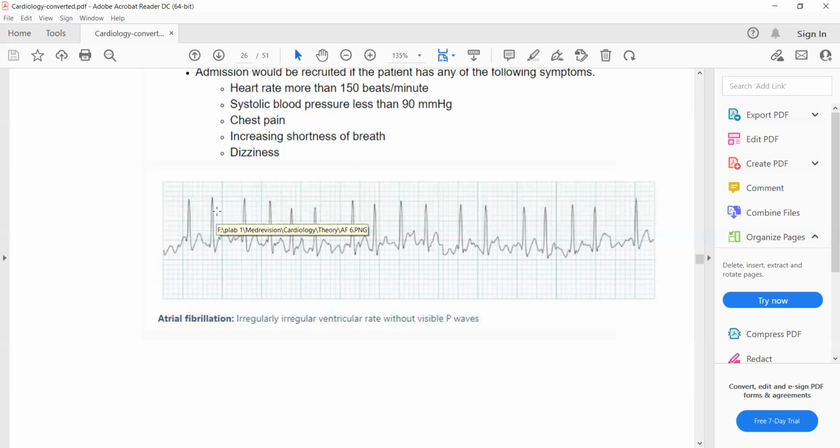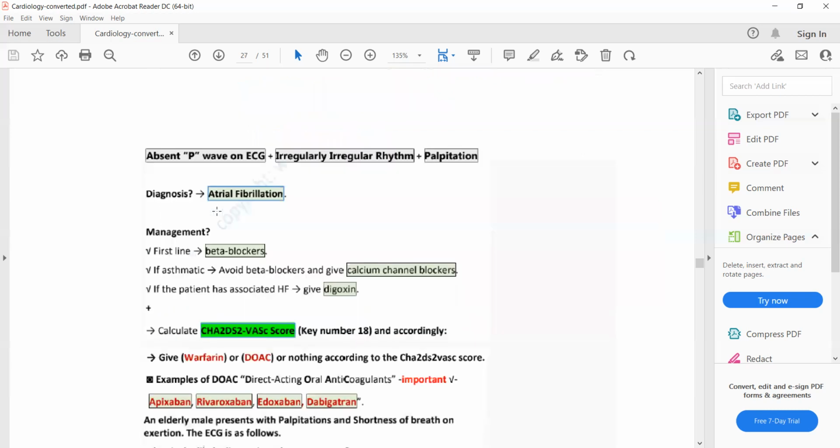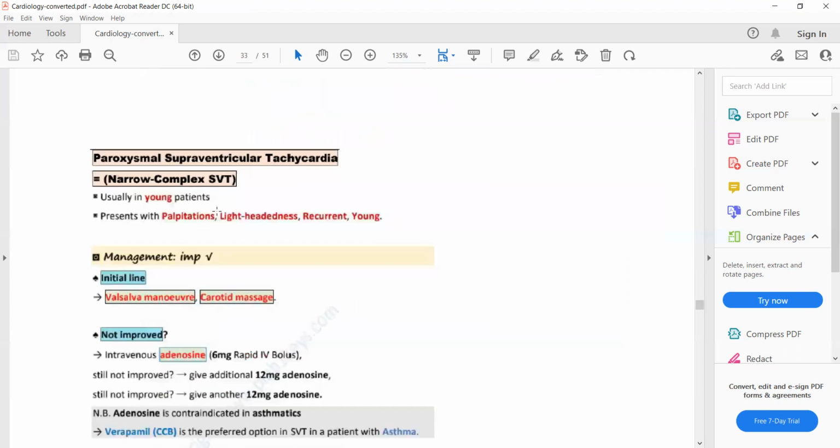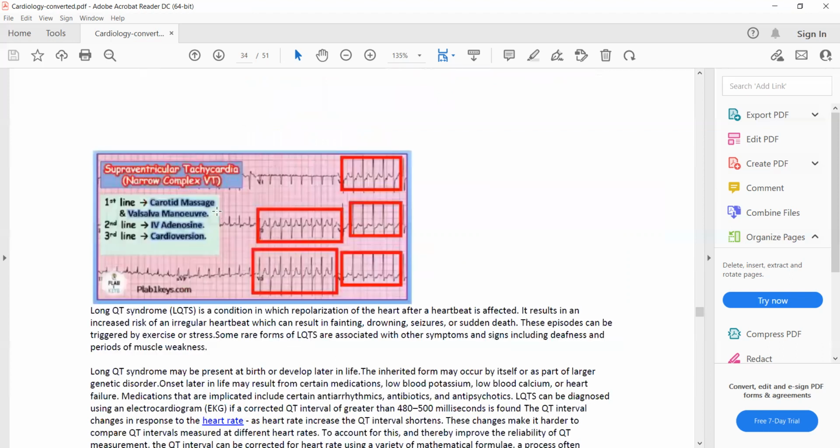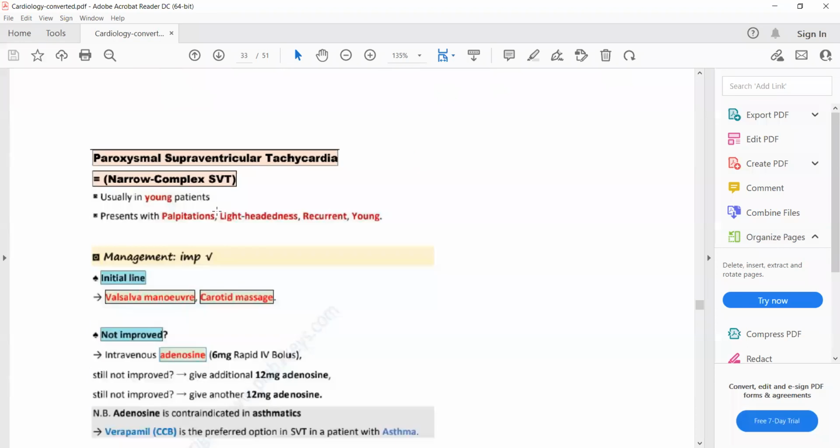Perfect, clear. So a young patient presents to us with palpitation, and ECG shows a narrow complex tachycardia, a regular tachycardia. The diagnosis will be supraventricular tachycardia.